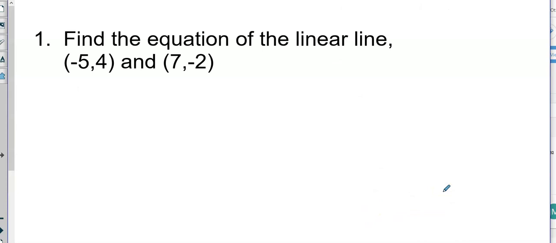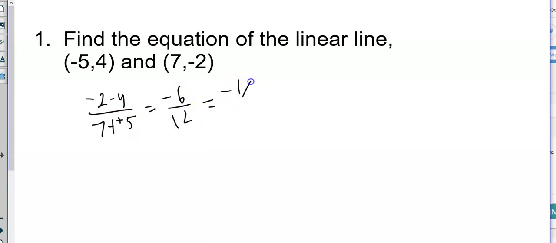Find the equation of the line. So now we're going a step further. First, you've got to find the slope. So let's do that. We've learned how to do that. So that's -2 minus 4 over 7 minus -5, which is like plus 5. So we get -6 over 12, which is -1/2. So the slope is -1/2.